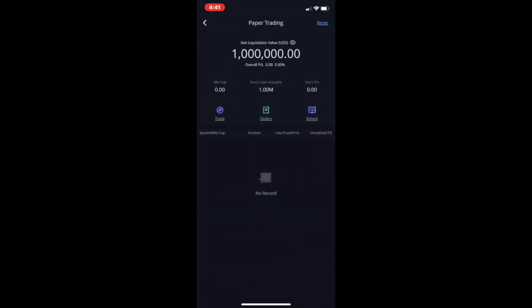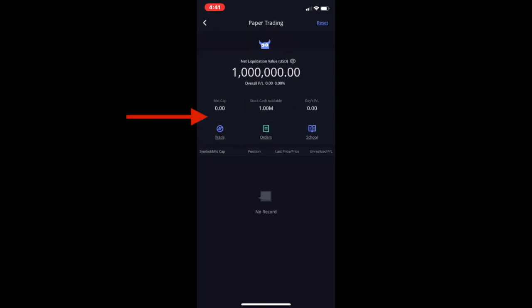Now this is cool, guys. They give you $1 million of fake money to trade with. And you basically have 3 tabs inside of the paper trading option: trade, orders, and school, okay? So this really is all you've got to do, guys. You go right here and click on trade, and then put in a ticker symbol of a stock that you either want to buy or short.